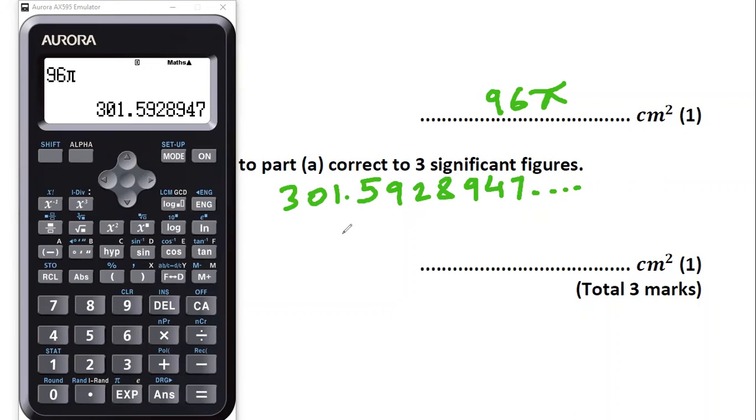301.59289447... But I'm interested in rounding it to 3 significant figures, so basically to the third most important digit. If I look at the place value of this digit, that is a unit, a whole number. So I need to round this number to the nearest whole number. For this, I have to look at the place value of this digit. As this is 5, and in case of 5 or bigger, we always round the numbers up. So this will become 302 centimeters squared.